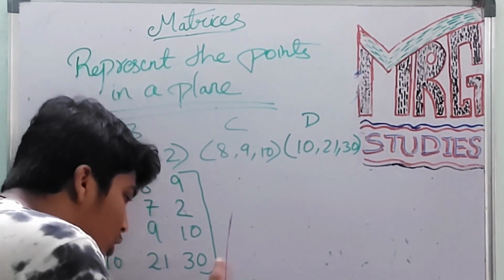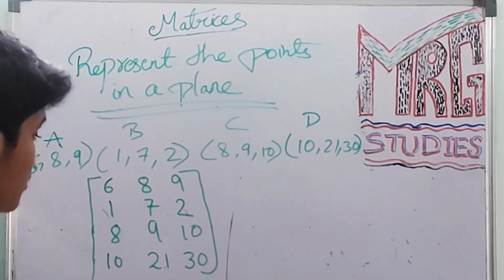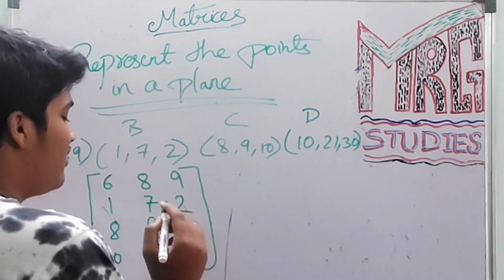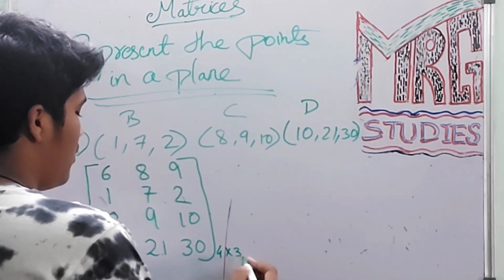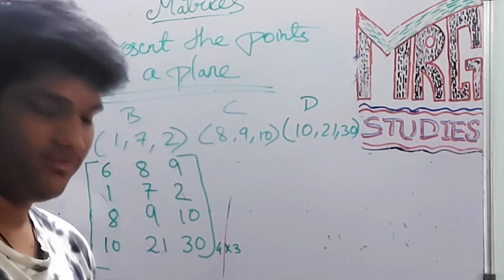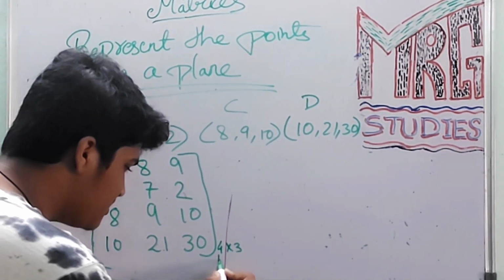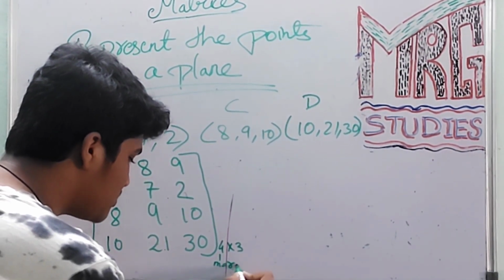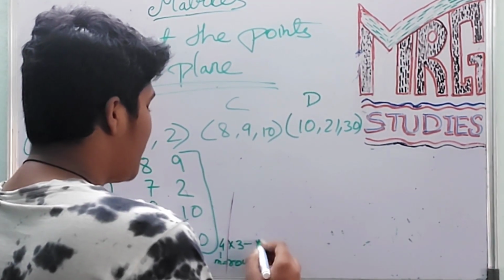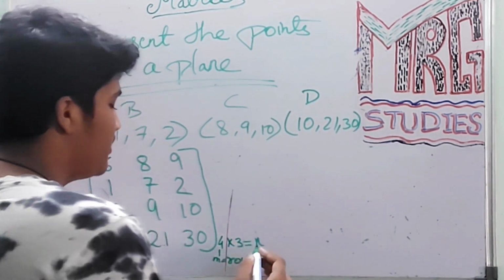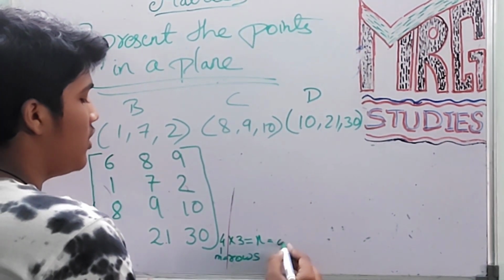So now we should write here the order of matrix, right? M into N. So first I will write 4 into 3. Why did I write 4 into 3? Because 4 is M, means M equals rows, and 3 equals n, so n equals columns.